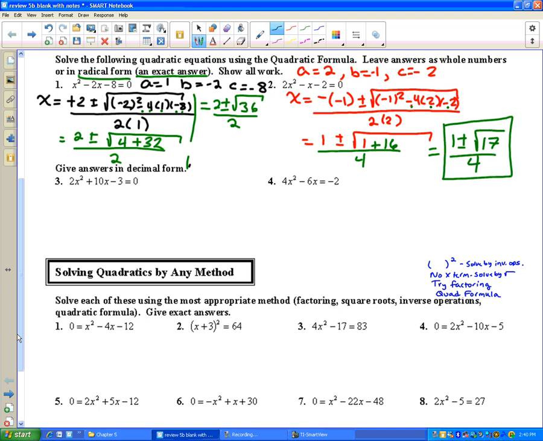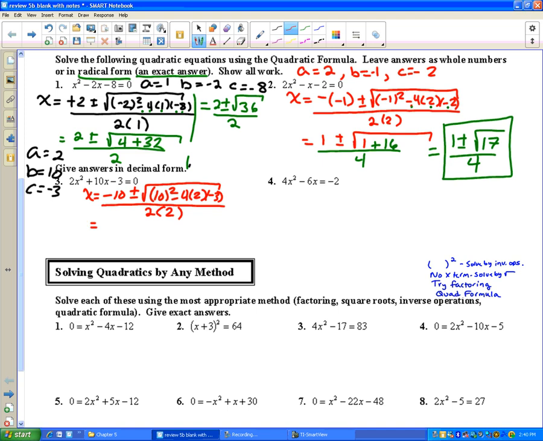So again, I need to say that A is going to be 2, B is going to be 10, C is going to be negative 3. Write out my quadratic formula. X is equal to negative B, so negative 10 plus or minus the square root of B squared, so that's 10 squared, minus 4 times A, which is 2, times C, which is negative 3. All divided by 2A, so 2 times 2.